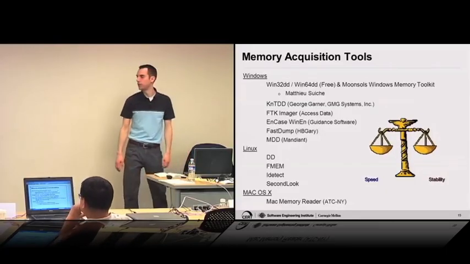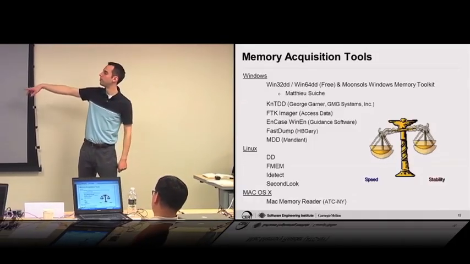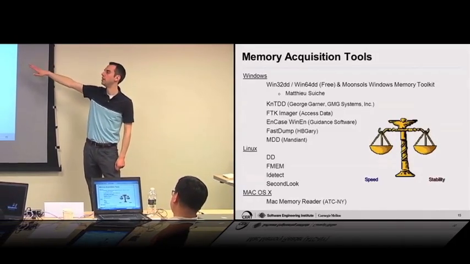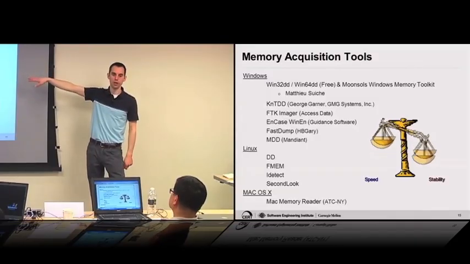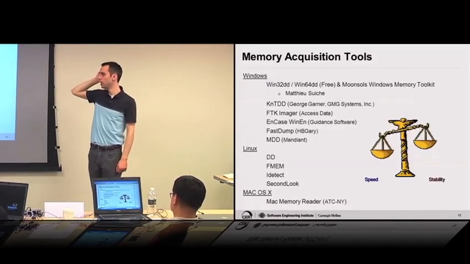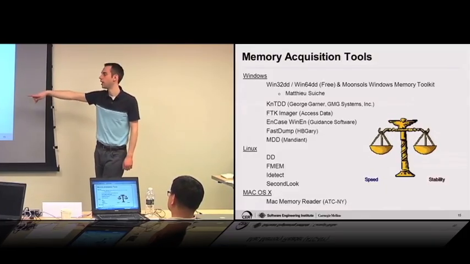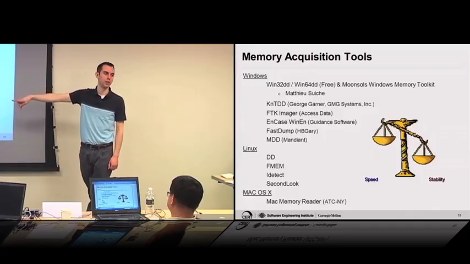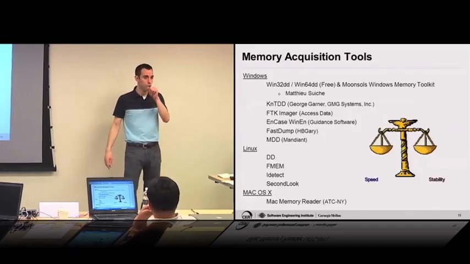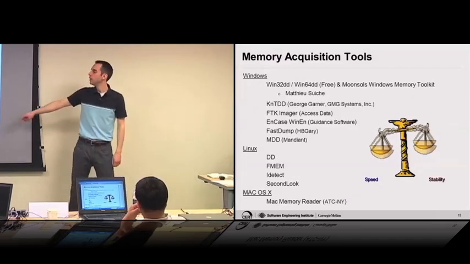So here's a similar slide, but a little bit more refined. Some of the tools that are out there. So we talked about WinDD and some of the Windows memory imaging tools. I want to point out some of the Linux tools that are out there. FMEM, for example, I talked about quickly yesterday. There's also Second Look, which is very similar. Second Look, I think, is a paid tool developed by Pikeworks, which is now owned by Raytheon.